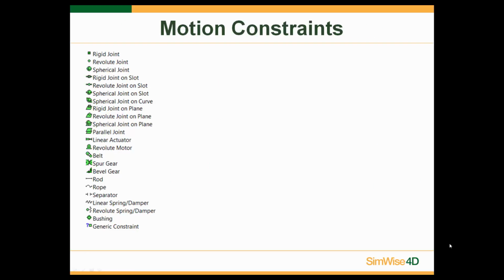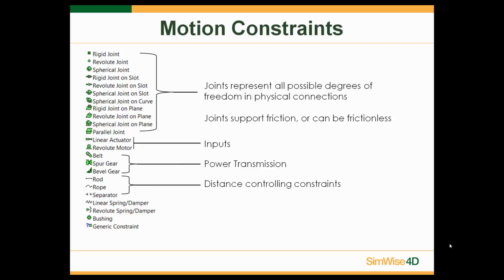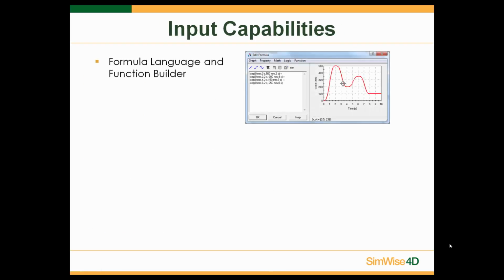SimWise has a wide array of motion constraints that are available, allowing you to create kinematic type relationships and motors and actuators, different transmission type constraints, as well as general type flexible connectors and generic constraints. So however the model might need to be represented in the physical world, SimWise has quite an array of different constraints to support that. Different input capabilities in SimWise are allowed to be controlled through what we call the function builder, which is very comprehensive in its capability.